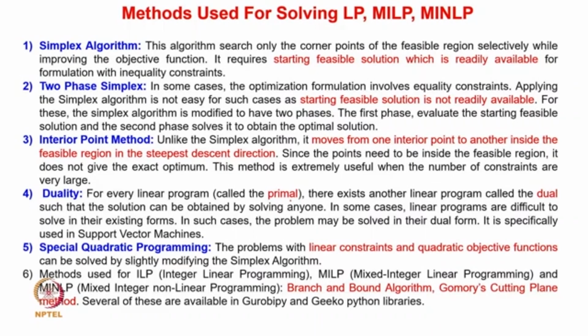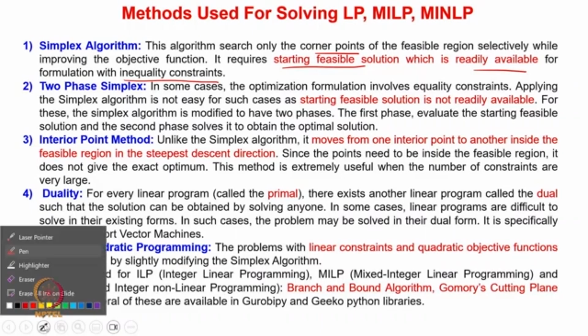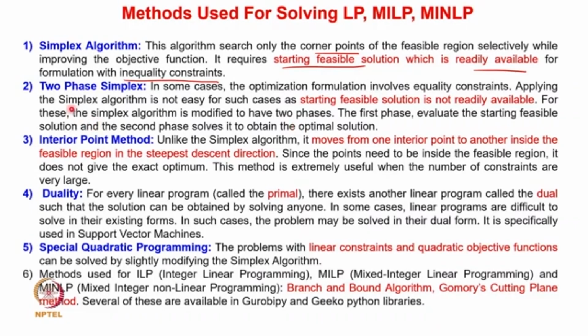So just to summarize this, the simplex algorithm is used for solving the linear programming. This algorithm searches only the corner points of the feasible region selectively, improving the objective function. It requires a starting feasible solution, which is readily available for formulations with inequality constraints. Whenever we have an equality constraint, in that case we use the two-phase simplex method, where one phase is used for obtaining the feasible solution, and then that feasible solution is used in the second phase to solve the usual optimization problem.